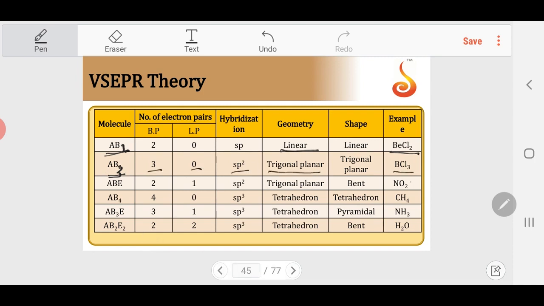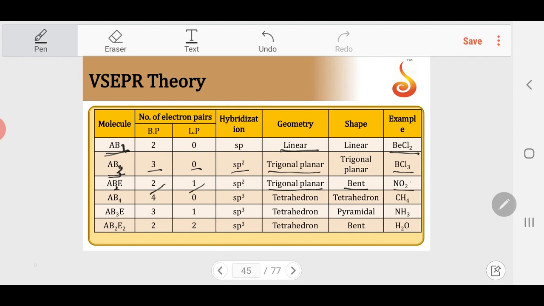In one of the electron pairs can be a lone pair, so AB2E it is, not ABE, AB2E. So it's going to be 2 bond pairs and 1 lone pair. The geometry is always the same as hybridization, but the shape can be different because a lone pair cannot be identified as part of the shape of the molecule. So the geometry is still trigonal planar, but because one of the three pairs is a lone pair and becomes invisible, it becomes bent. NO2 minus is the example for this.